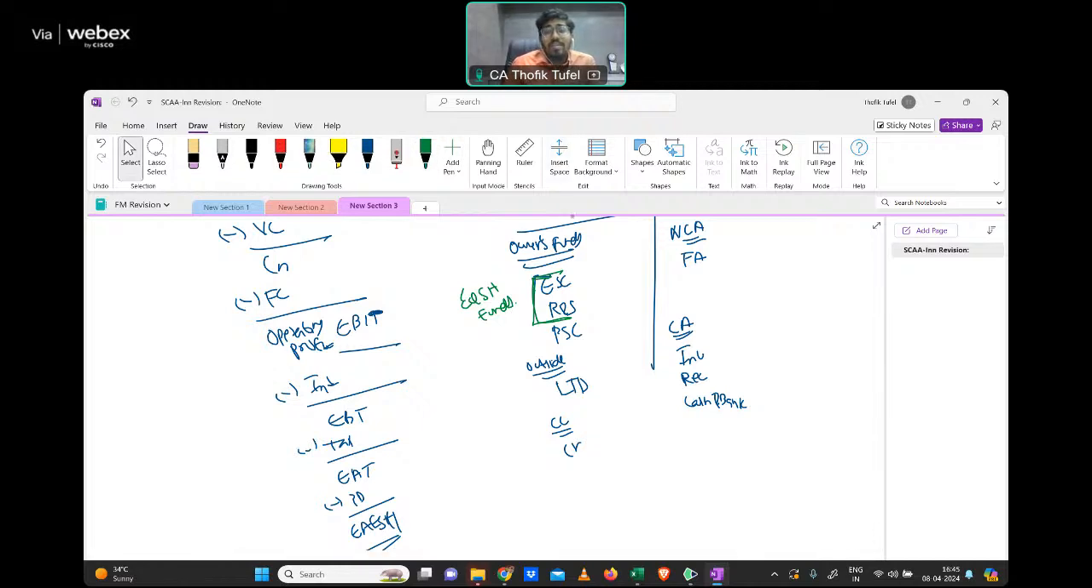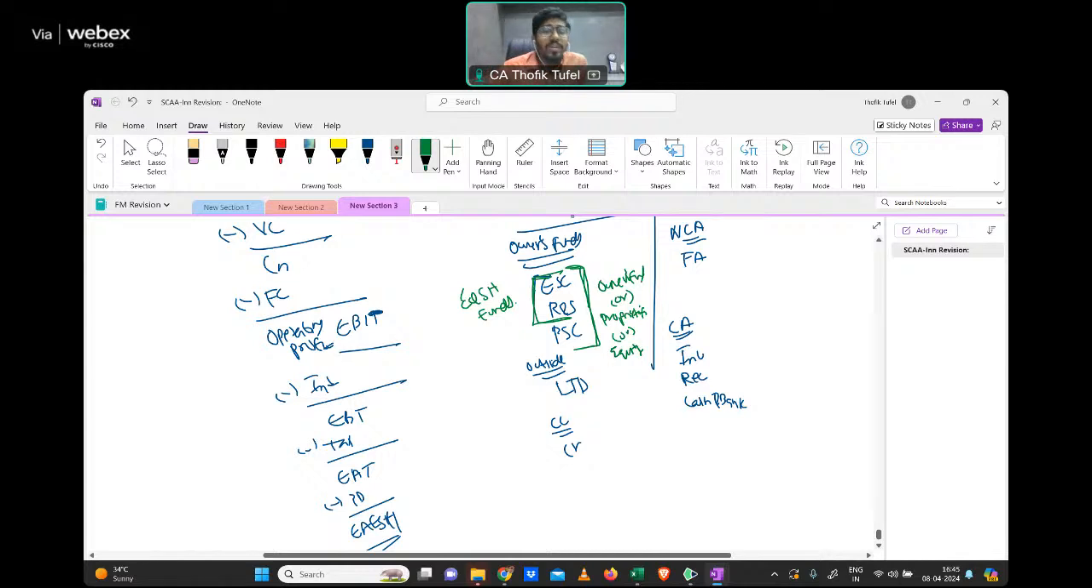Equity, reserves and surplus, and preference share capital. This is called owners' funds or proprietors' funds. Yeah, this is owners' funds. Okay, owners' funds, or I can also call it proprietors' funds, or we can call it equity also. Okay, equity, owners' funds.